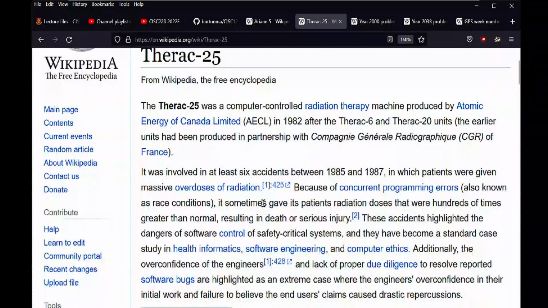Therac-25 is a very sad story. This was a radiation therapy device, a medical device made by Atomic Energy of Canada.